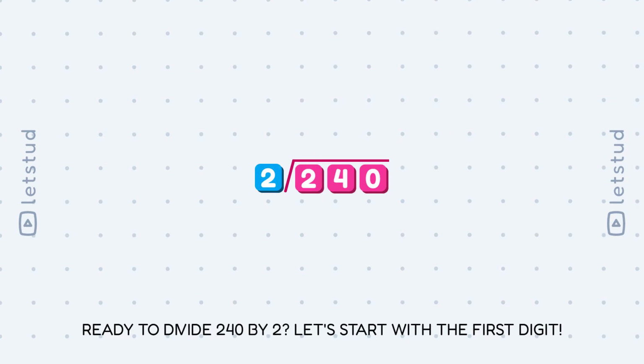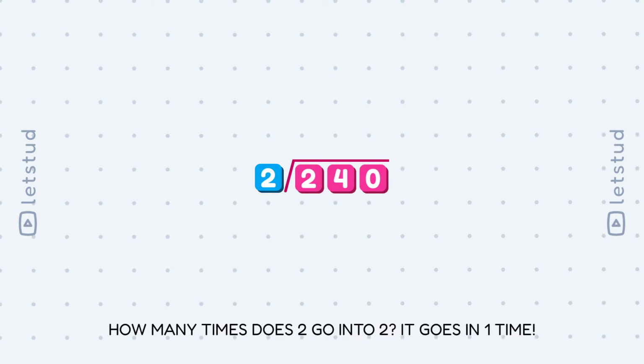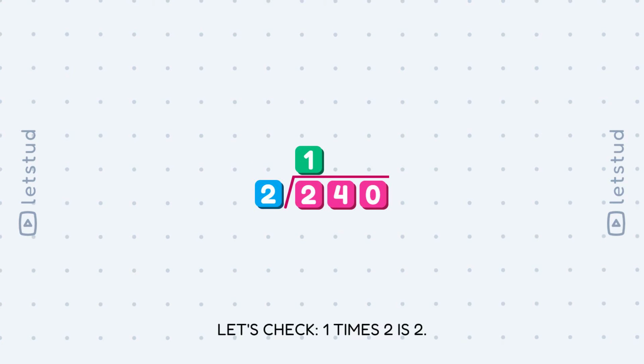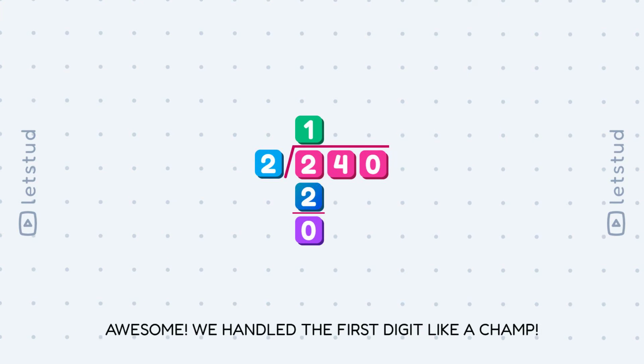Ready to divide 240 by 2? Let's start with the first digit. We're using the first digit, which is 2. It's like we're dividing two ones. How many times does 2 go into 2? It goes in 1 time. Let's check. 1 times 2 is 2. Now we subtract. 2 minus 2 equals 0. No remainder here. Awesome, we handled the first digit like a champ.